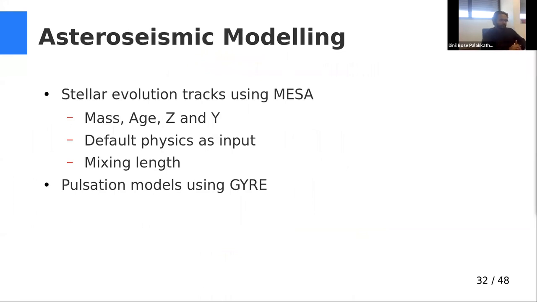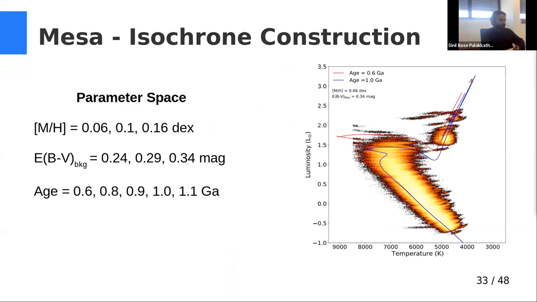Now coming to asteroseismic modeling. For asteroseismic modeling, we first created the isochrones using MESA. We used the default physics as input. Then we created the pulsation models using GYRE.